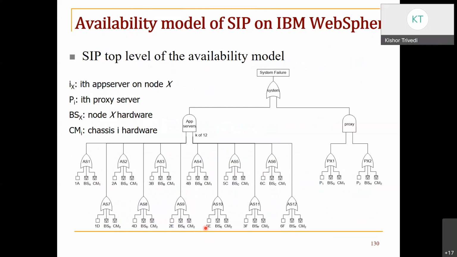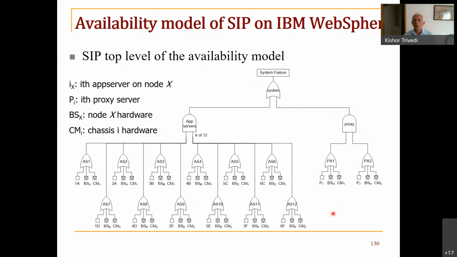So very quickly, at the top level, I've developed the fault tree, and it's not too difficult to understand. Basically, from the user perspective, app server and proxy server should be accessible for the system to be up. So since there are 2 proxy servers, both proxy servers have to fail for the system to fail. That's why there's an OR gate here and an AND gate here.